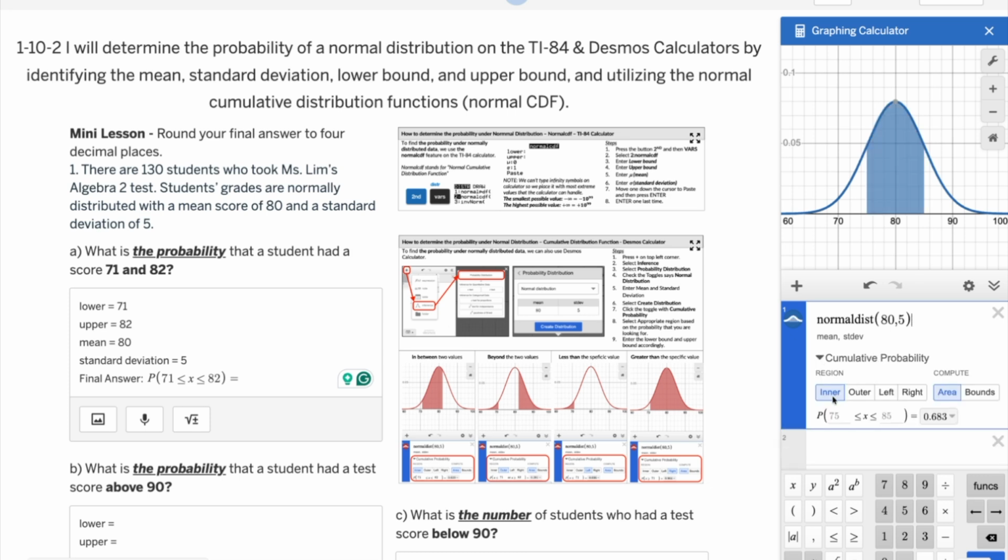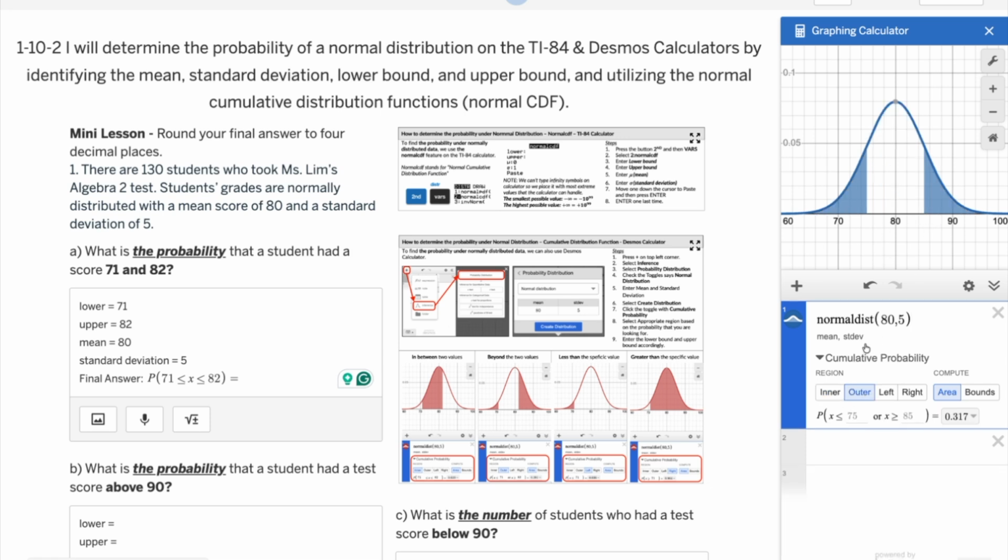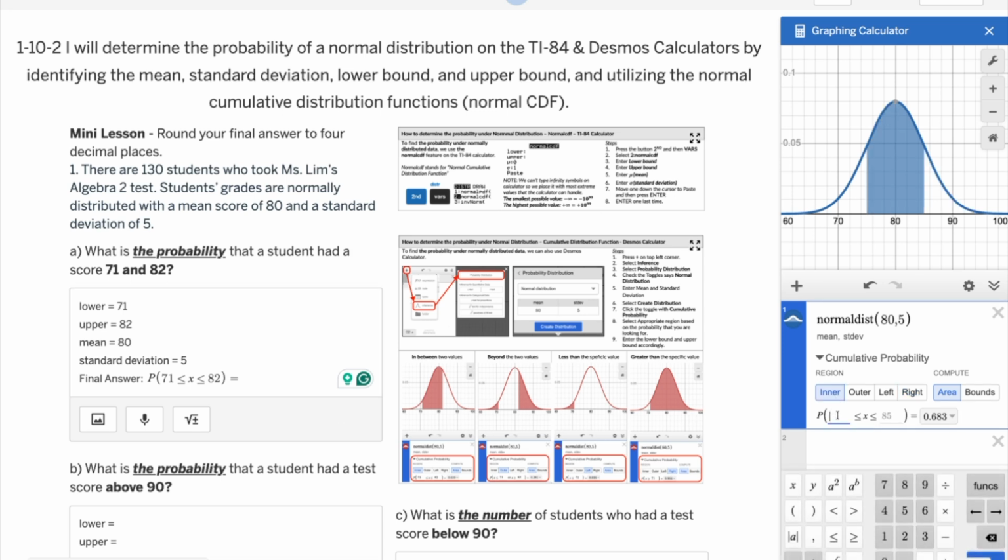If you take a look, the region says inner, which means I'm looking for the probability in between values. Outer means it will be less than the lower bound or greater than the upper bound that we have. Left will be less than, right will be greater than. So you are going to be choosing according to what you need to find out. For this case, we are looking for in between two values, which were 71 and 82. So I'm finding that information.